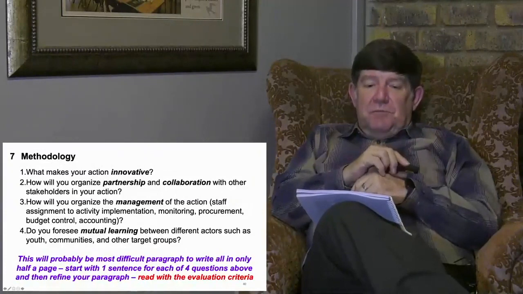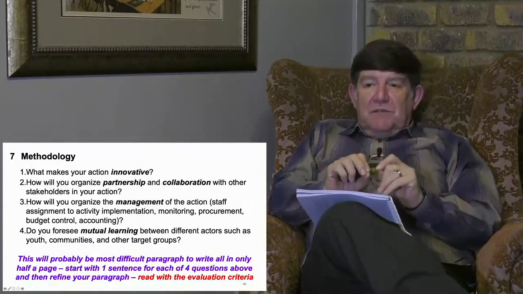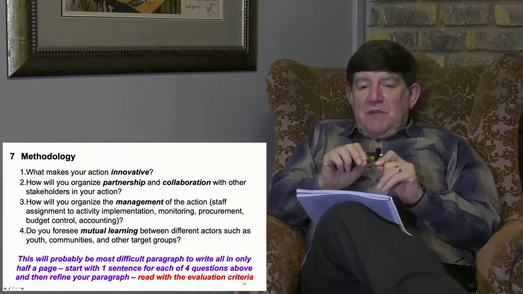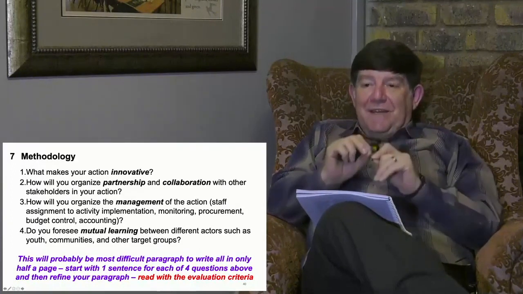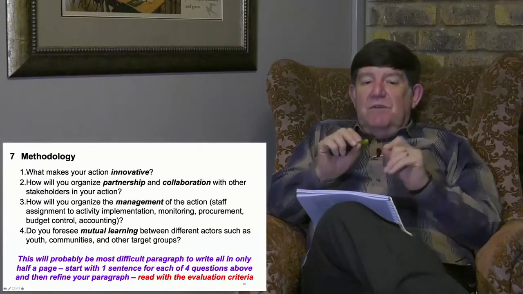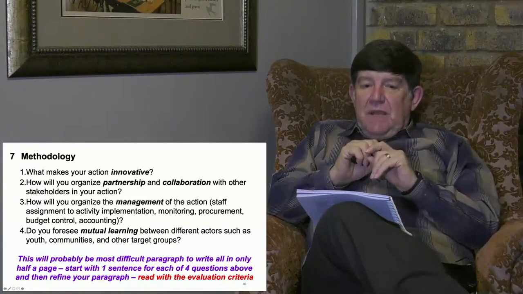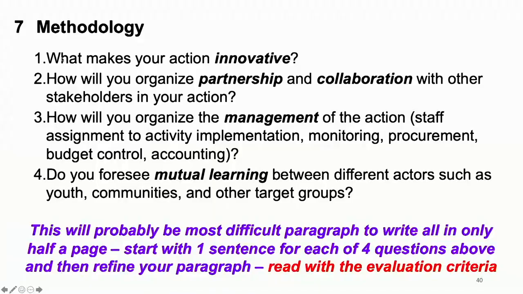Number 7, methodology. This is one of the most important paragraphs in your whole application. The evaluation criteria is looking at what makes your action innovative. How will you organize partnership and collaboration with other stakeholders in your action? How will you organize the management of the action? Staff assigned to the duty to implement this, the monitoring process, the procurement process, the budget control process, the accounting that will take place. Very important, number 4.